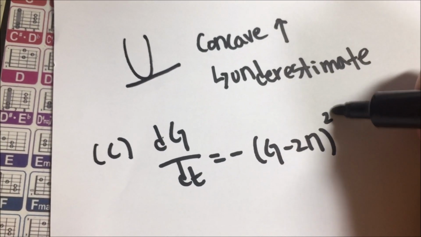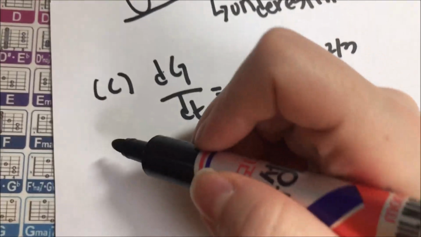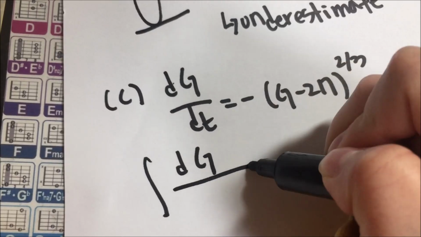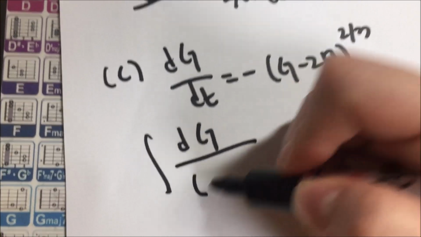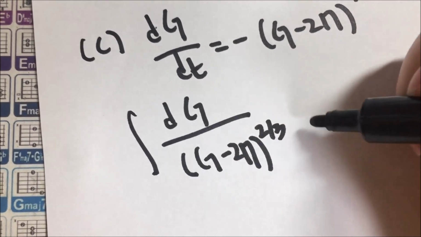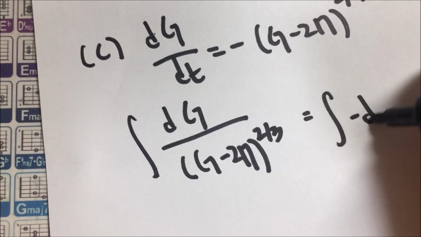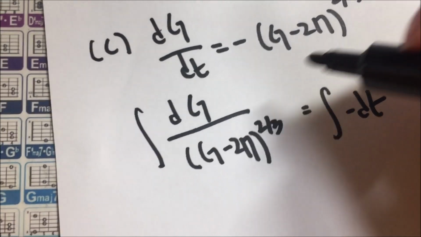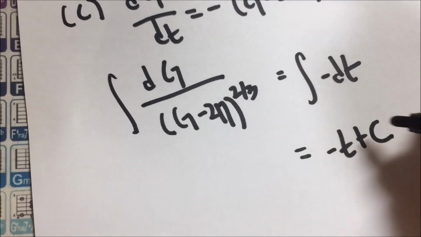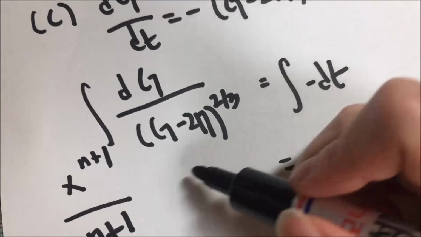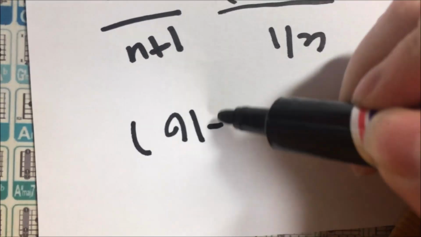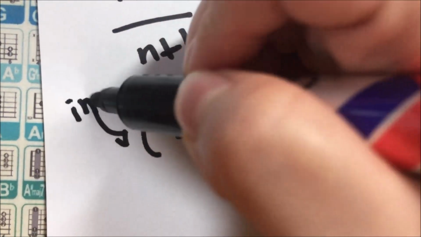So if we want to find g of t, we need to integrate dg over dt. So we take the integral of each side. I put (g minus 27) to the 2/3 power below to get rid of the negative, and if you do the integral, it turns out like this. Since we have c, we need to find out what c is. To find c, we can plug in the initial value.